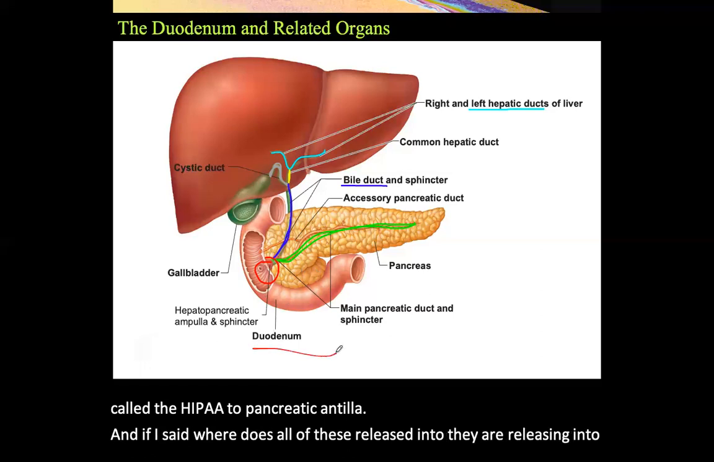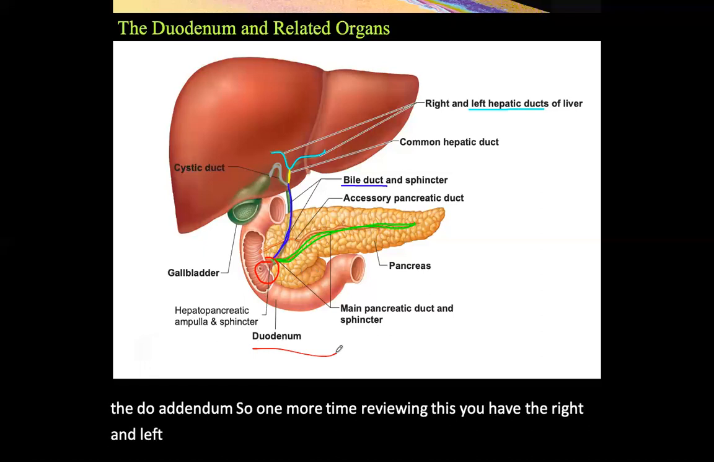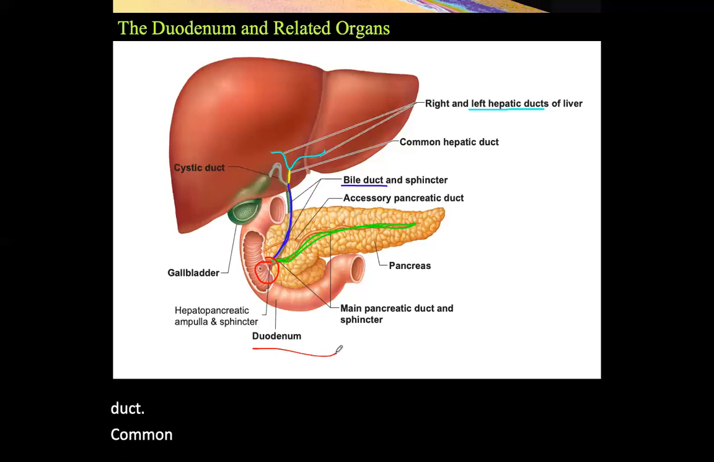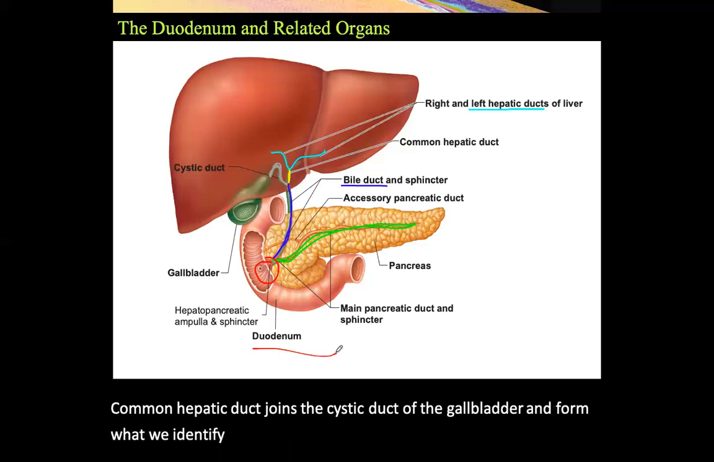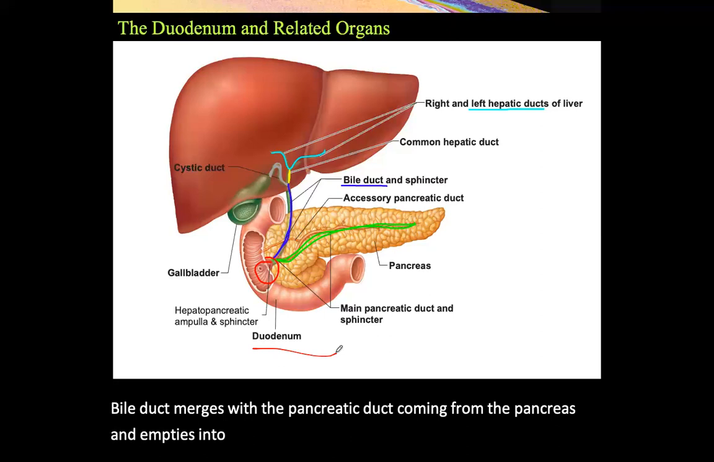So one more time reviewing this, you have the right and left hepatic duct joining together to form your common hepatic duct. The common hepatic duct joins the cystic duct of the gallbladder and forms what we identify as the bile duct or common bile duct. The bile duct merges with the pancreatic duct coming from the pancreas and empties into the duodenum through the enlargement called the hepatopancreatic ampulla.